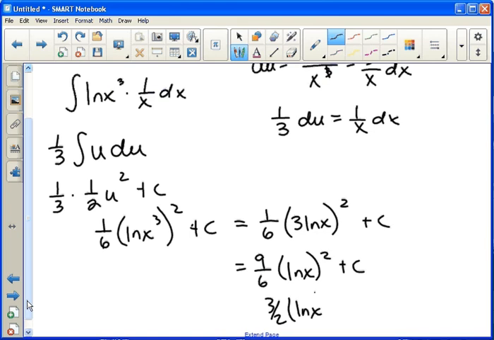Okay, the practice for this is going to come from page 486 in your book. So that's a great place to practice and to see if you can figure out what method to use when.